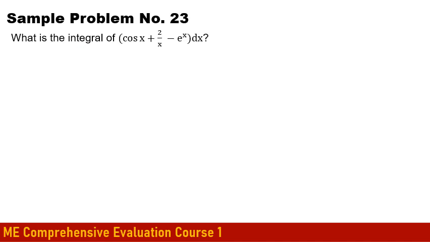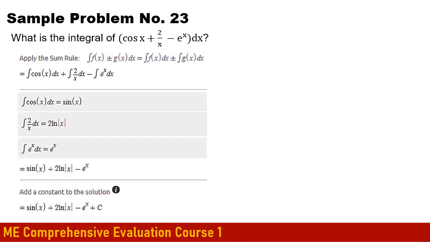What is the integral of cosine x plus 2 over x minus e to the x, dx? Applying the sum rule, that if we have several functions, we can simply take out the integral of each term separately. Since we have here 3 terms, cosine x, 2 over x, and e to the x, we can integrate each of the terms separately. So this is the integral of the first term plus the integral of the second term minus the integral of the third term.